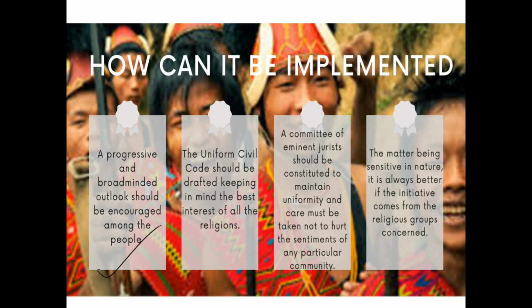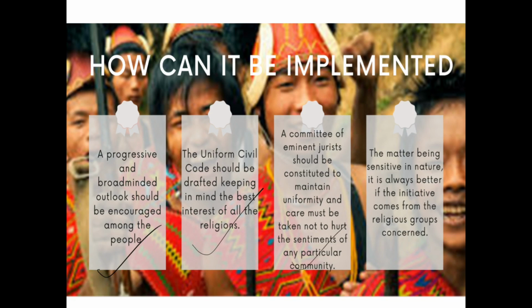Second thing, the Uniform Civil Code should be drafted keeping in mind the best interest of all religions. The Uniform Civil Code should not be in favor of one particular group. It should keep in mind the best interest of all religions that are existent in the country. Okay. Second thing, a committee of eminent jurists should be constituted.